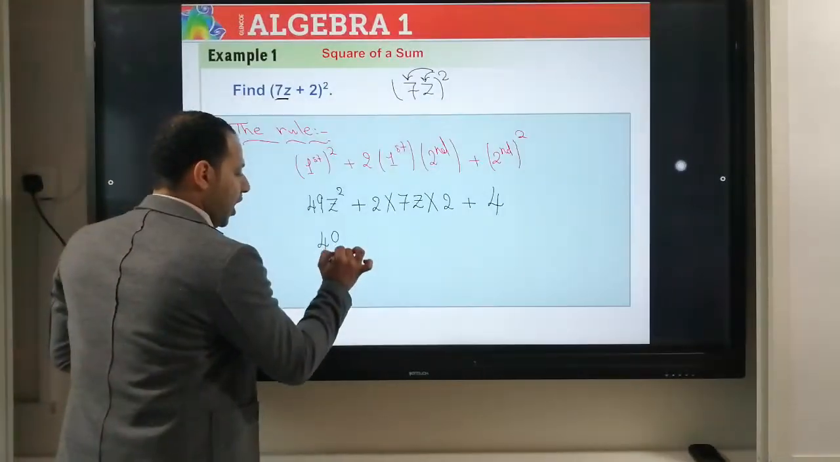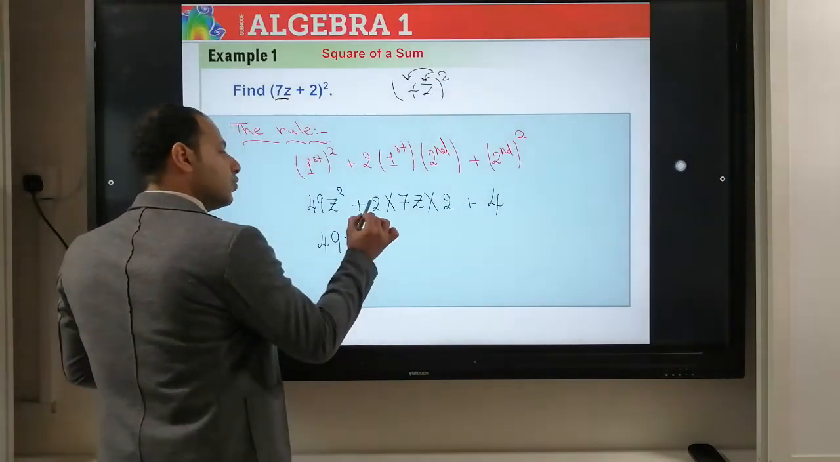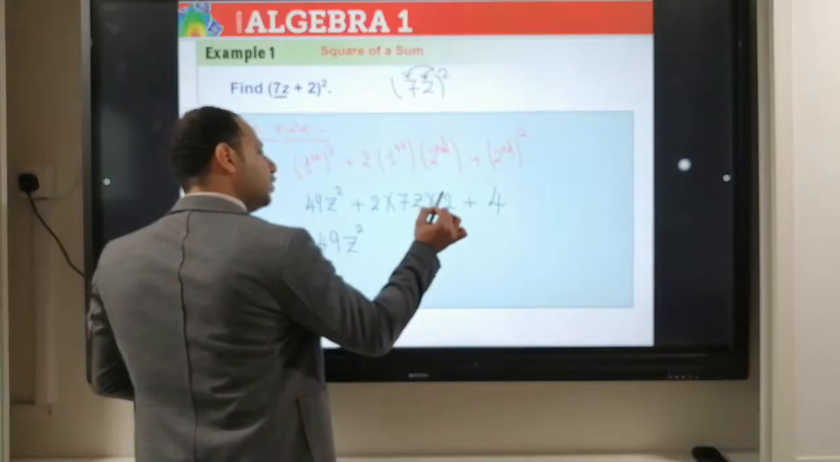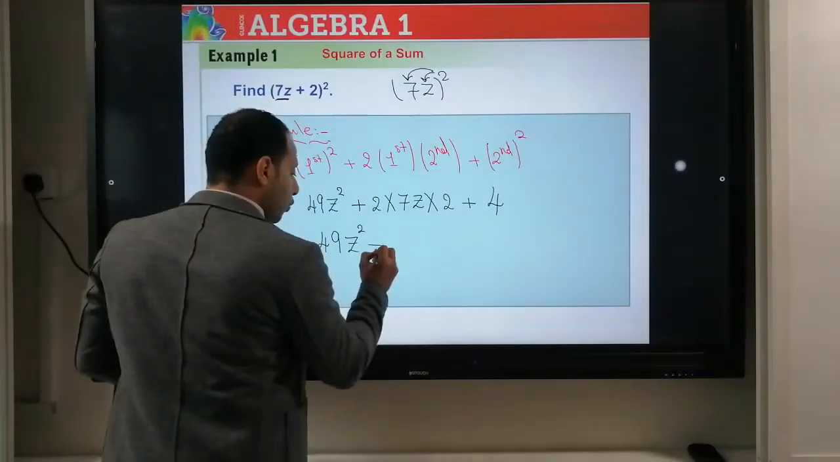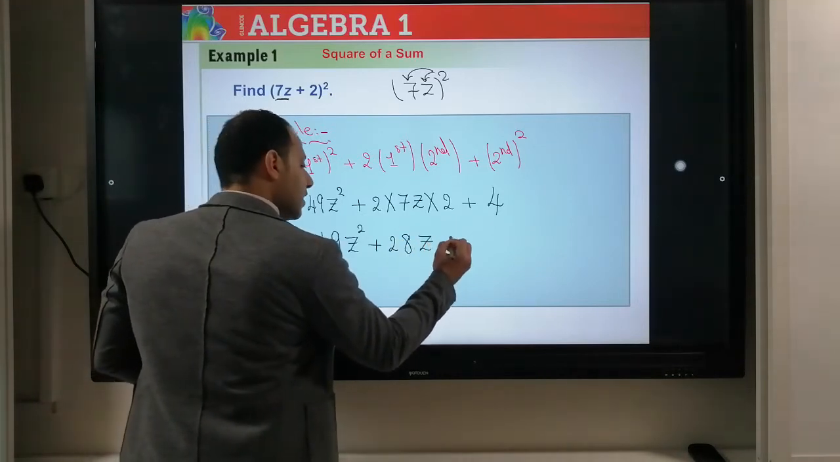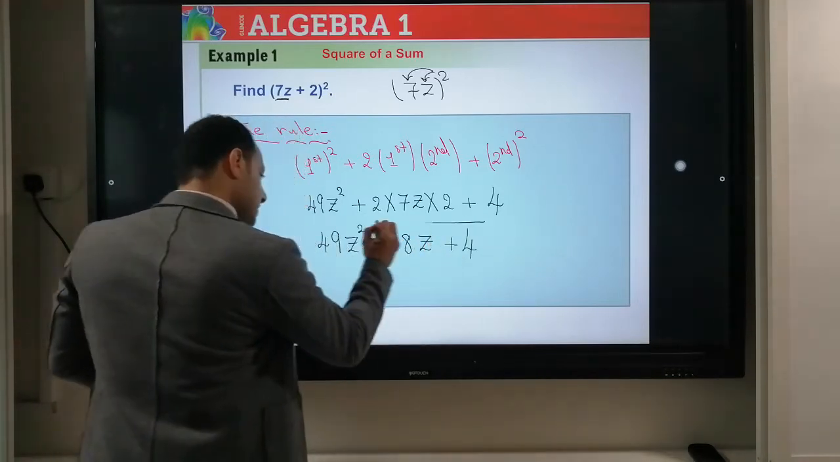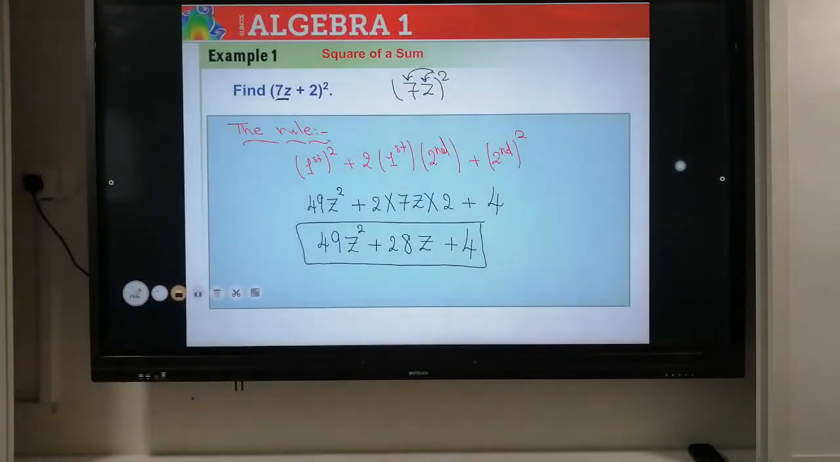So 49z power 2, then 2 times 7 is 14, times 2, excellent, it's 28. So you have here 28z plus 4. This is your simplest form and this is your answer.